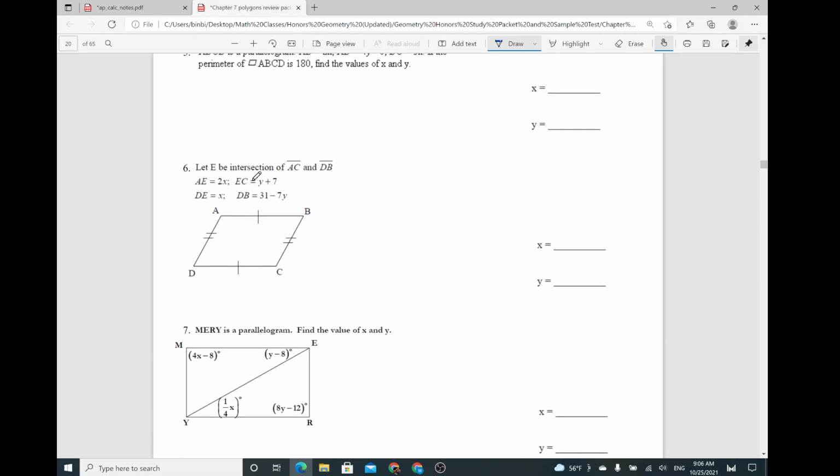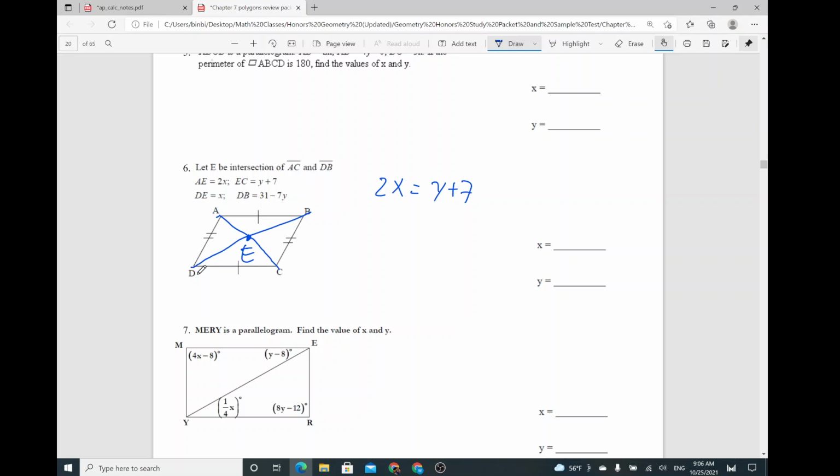Okay, so let E be the intersection of segments AC and DB. Let's just make the diagonals DB and AC. Let's call this point of intersection E. One thing we notice is AE is 2x and EC is y plus 7. Anytime you have a parallelogram, the diagonals always bisect each other. So 2x equals y plus 7.